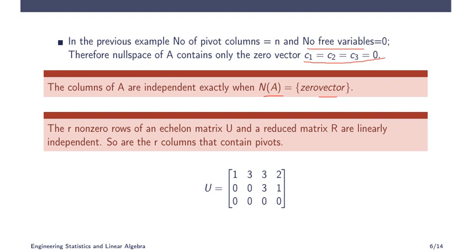So null space, if the only solution for the null space is 0, then that is an independent combination. The r non-zero rows of an echelon matrix U and a reduced matrix R are linearly independent. So are the r columns that contain pivots.